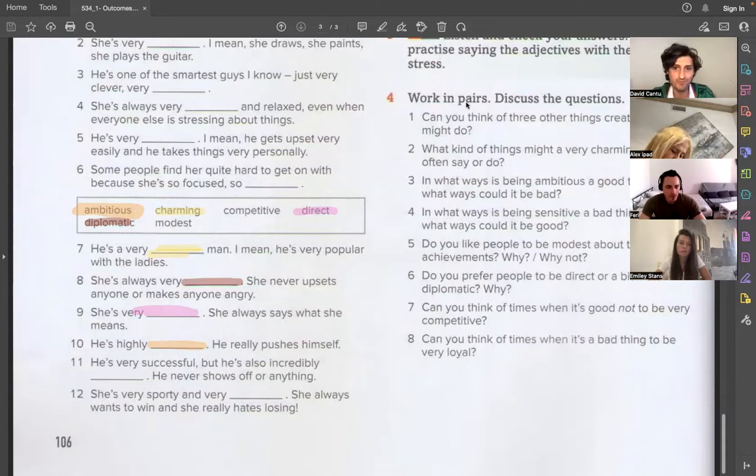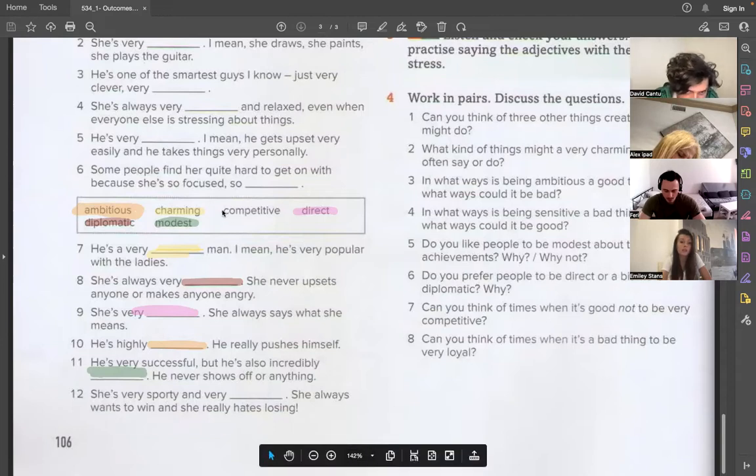He's very successful, but he's also incredibly modest. He never shows off or anything. Good. And Emily, she's very sporty and very competitive. She always wants to win and she really hates losing. That's right, competitive. Very good. Great vocabulary work here.